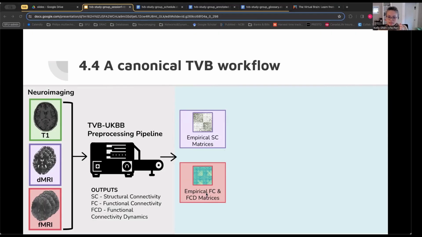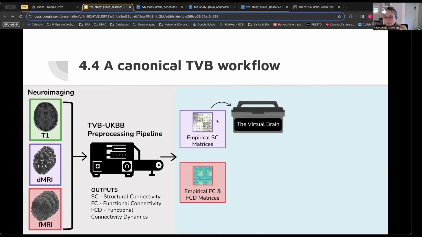You'll also get a set of clean BOLD time series. This is all ROI based, so that what we have are matching parcellations in both your structural and functional data. And we show an example of, on top of having the ROI time series, we might have some functional connectivity matrices. We might also calculate functional connectivity dynamics. And I'll show you what that means in our example.